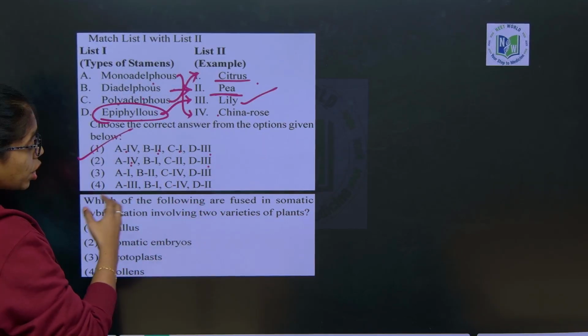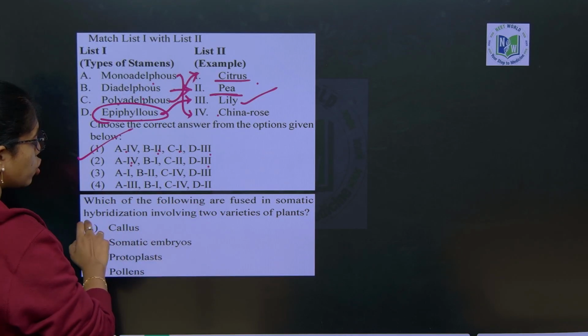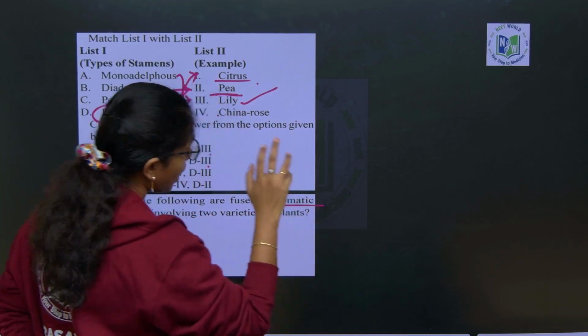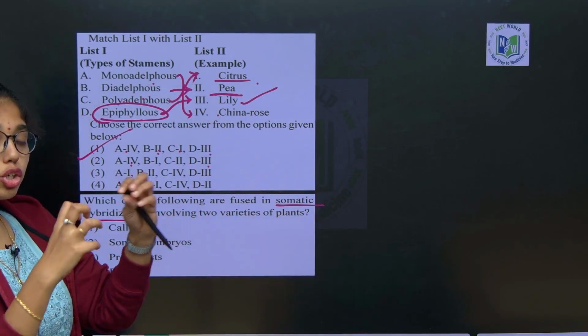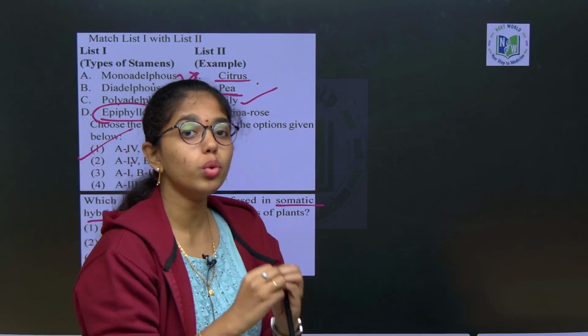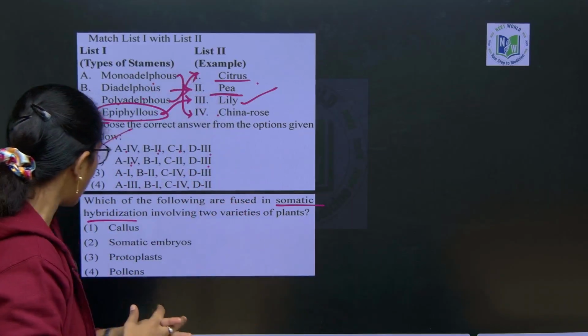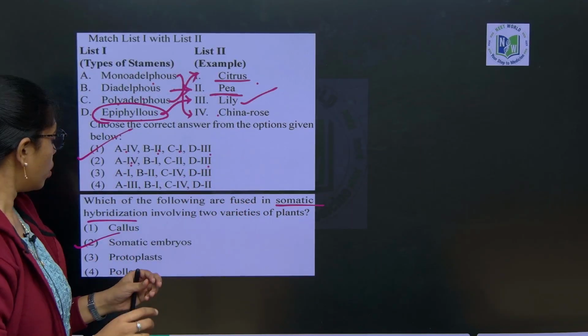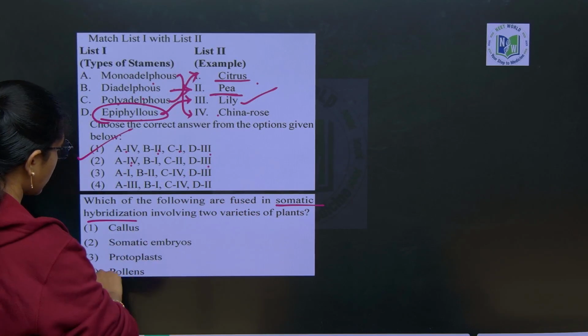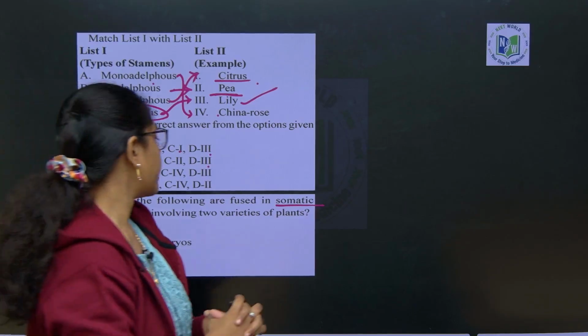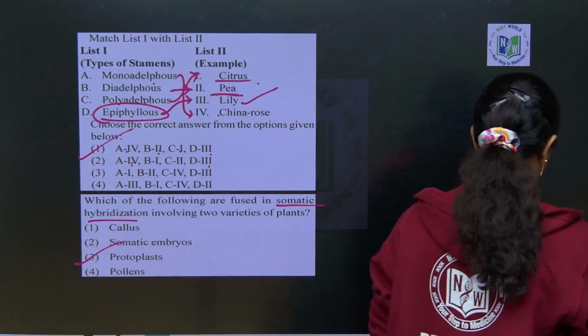Next, which of the following are fused in somatic hybridization? In somatic hybridization, two protoplasts of two different cells are fused. So that is option 2. Two protoplasts are fused in somatic hybridization.